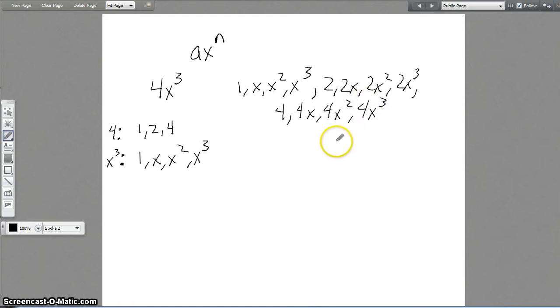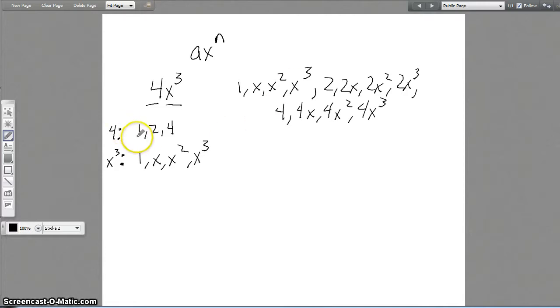So those are all the possible factors of 4x cubed. You can see there's actually a lot of them. The best way to come up with a list of all the possible factors when you have something that has as many factors as this is to write down all the factors of our number, our coefficient, and then all the factors of our variable, and then systematically multiply all of these together.